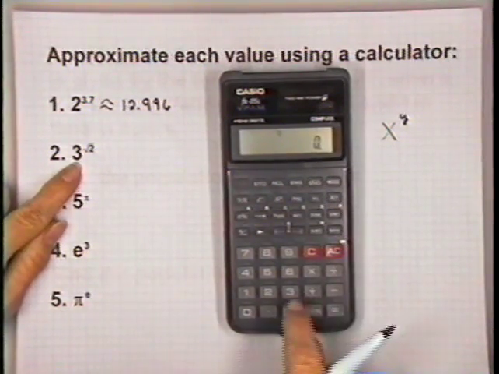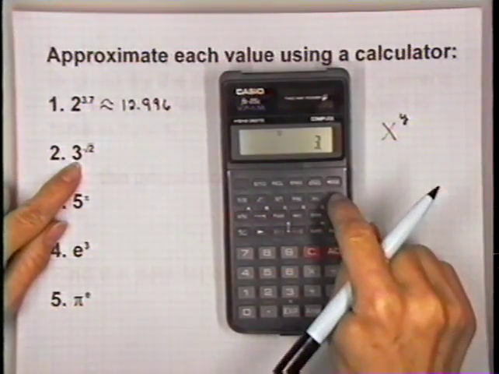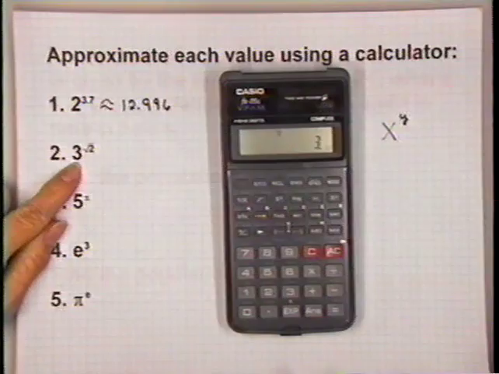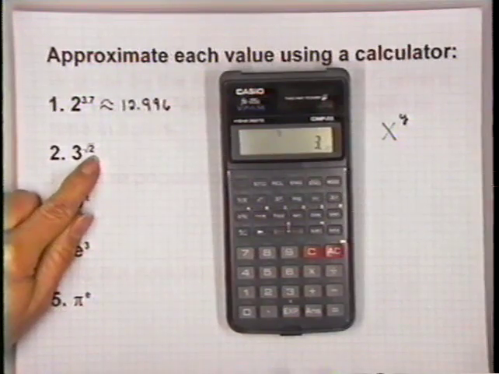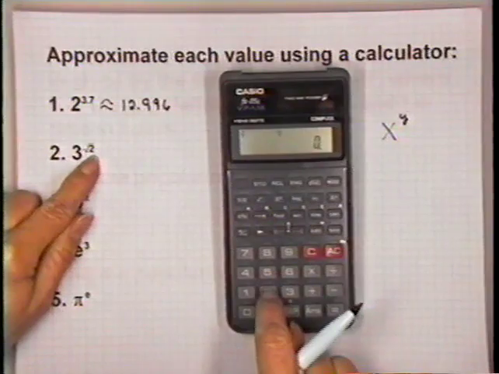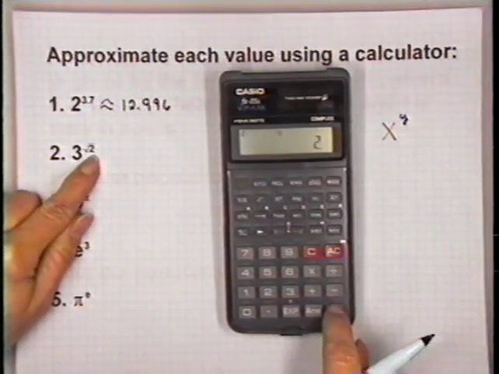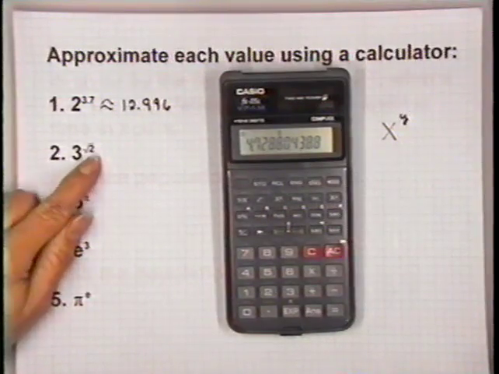Now what I'm going to do on my calculator again is to enter this 3 for my base. I'm going to hit my x to the y key to get my exponential function in there, and I'm going to put in my square root of 2 as an exponent. On my calculator, I will hit the square root key and then the 2, and then I'm going to hit my equal again to complete this calculation.